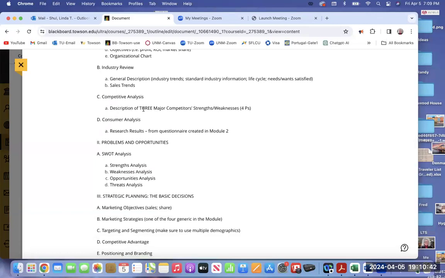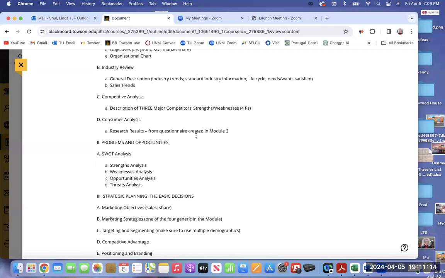So here you can do this now too. This is 3 major competitors, their strengths, their weaknesses. It's the 4 Ps, okay? So if you just give me the 4 Ps, put it into a chart for the 3 major competitors, there you go. So product, place, price, promotion for all 3 competitors. And then give me a little bit of detail. Don't just give me a word or 2 for each. And this part is done.